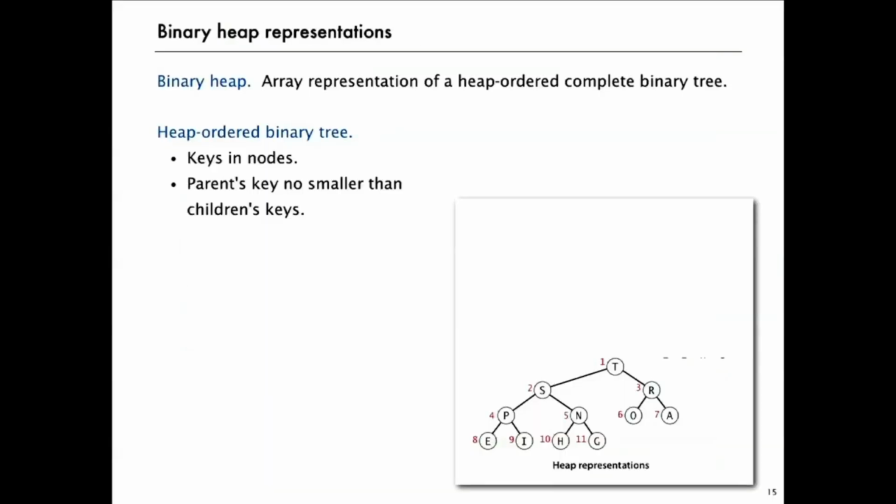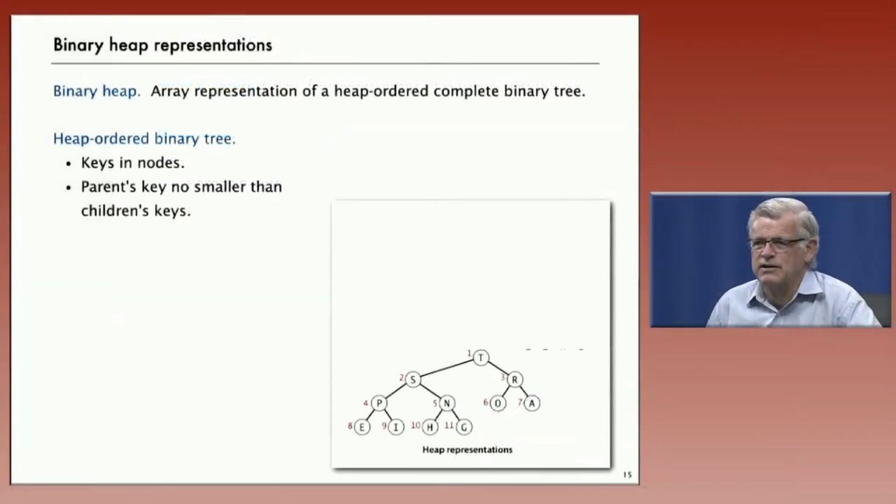All right, now the way we're going to use complete binary trees to implement priority queues is, first of all, to associate information with each node. We'll put our keys in the nodes. And also, we're going to represent it with an array. When we start putting the keys in the nodes, we're going to impose one more condition that's called heap ordering. The idea is that the parent's key is going to be no smaller than its children's keys, and that's true for every node in the tree.